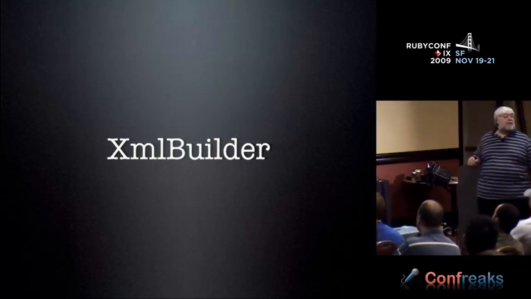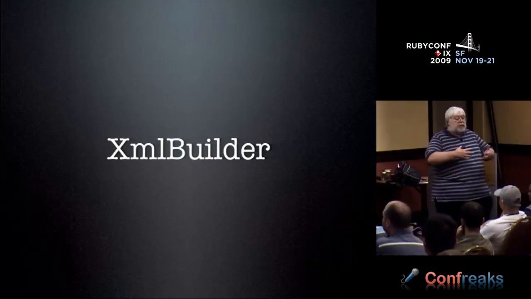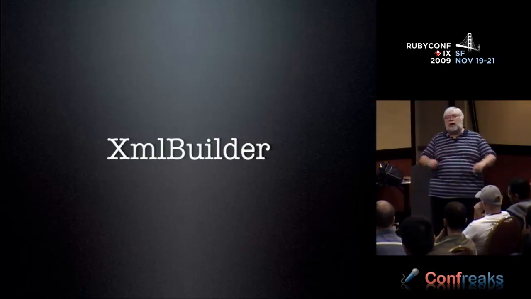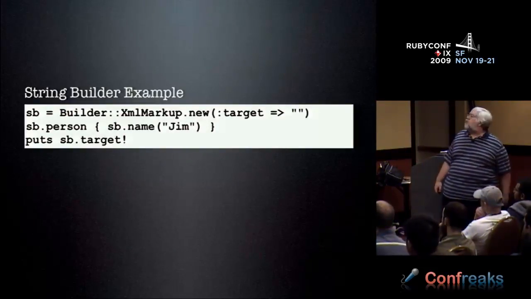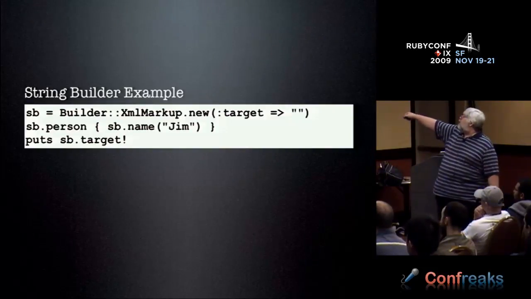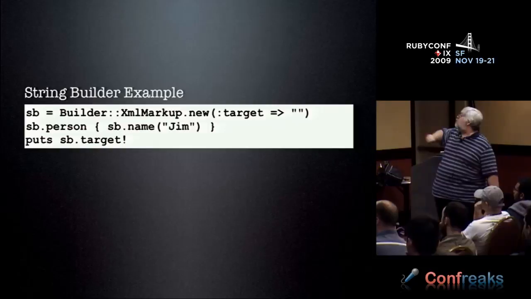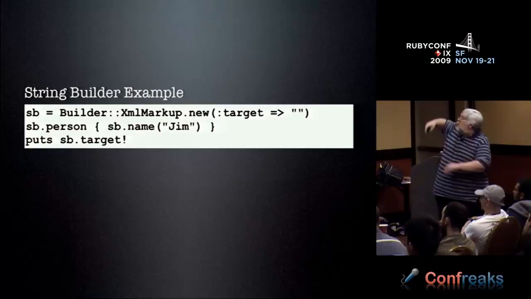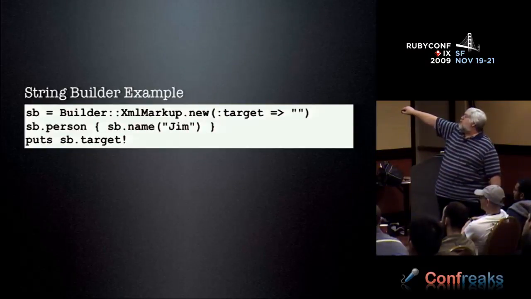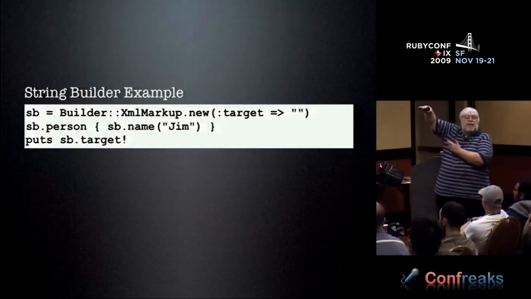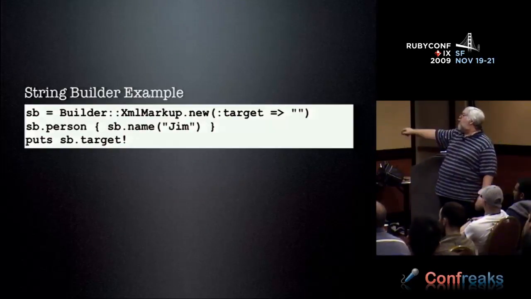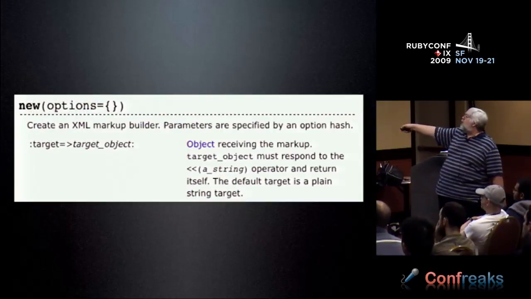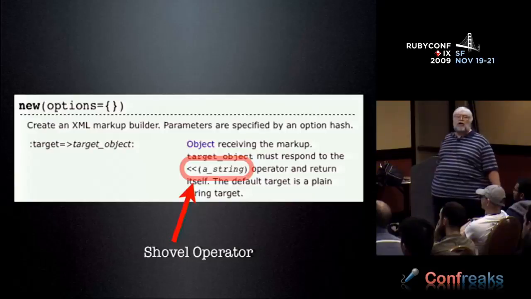Okay, example. XML Builder is a library I wrote. It generates XML very easily, and it writes the XML to a target object. So here is an example usage of XML Builder. You give it a target, and here I'm giving it a string, so it's going to build the XML into the string. And this creates a person nested with a name nested inside of that with a value for that name. So it builds up a nested XML. It's a really nice library, and we print that out here. And it all works because the target here is explicitly defined to take a shovel operator.